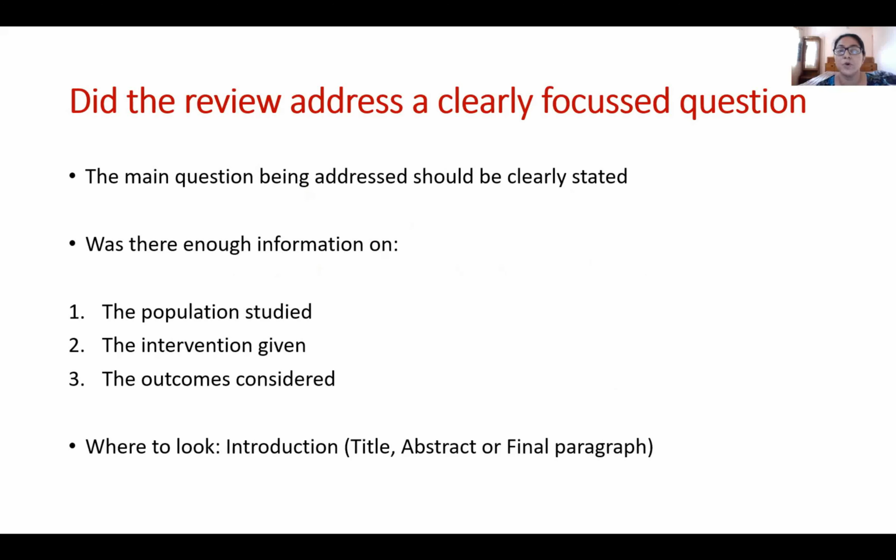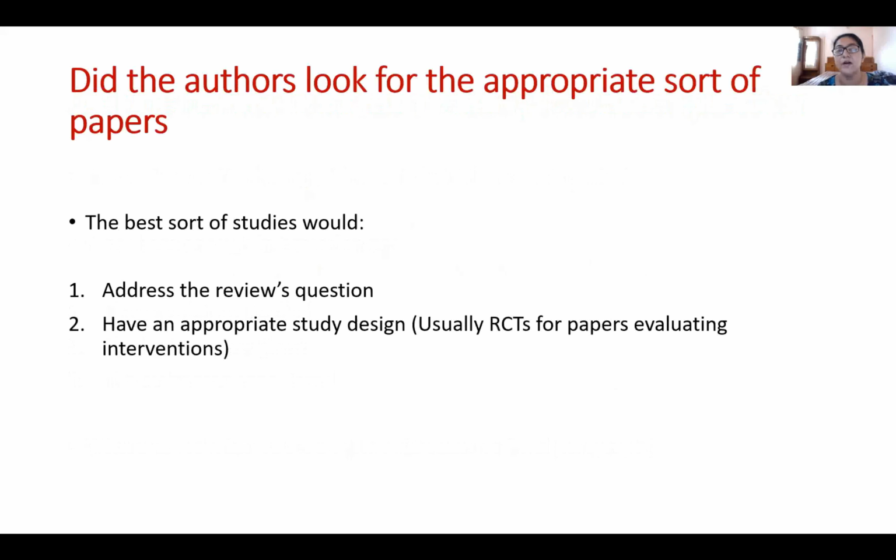What was the population studied? What was the intervention given? What were the outcomes considered? Details regarding this can be found in the title, abstract, as well as in the final paragraph of the introduction of the review. Did the authors look for the appropriate sort of papers? The best sort of studies would address the review's question and have an appropriate study design. The best study design for a systematic review is a randomized controlled trial, or the RCT.